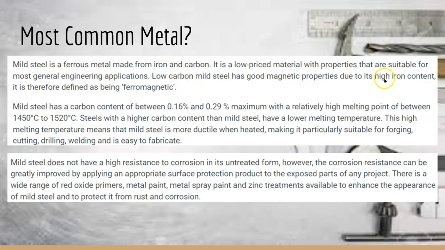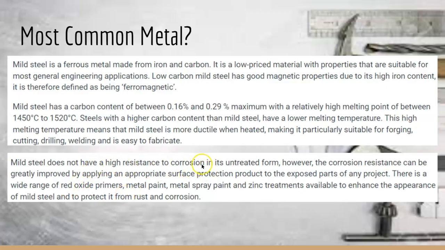Right, we talked about magnetic properties, due to its high iron content. Mild steel has a carbon content between 0.16 and 0.29%. That makes it more ductile when heated. It makes it suitable for forging, cutting, drilling, welding, and it's easy to fabricate with. That's why it's the main metal.